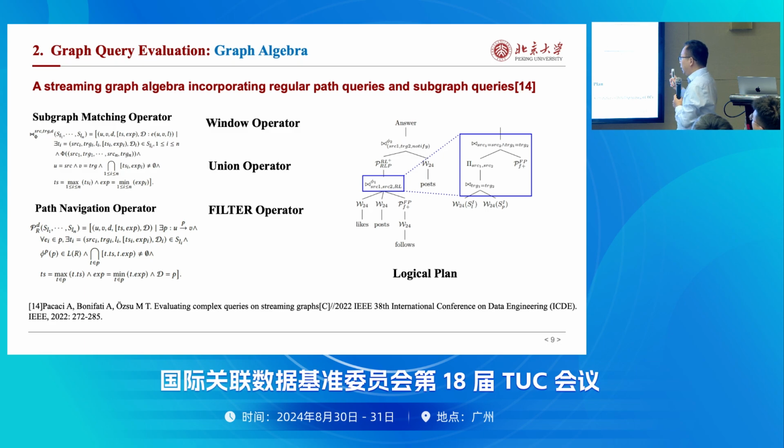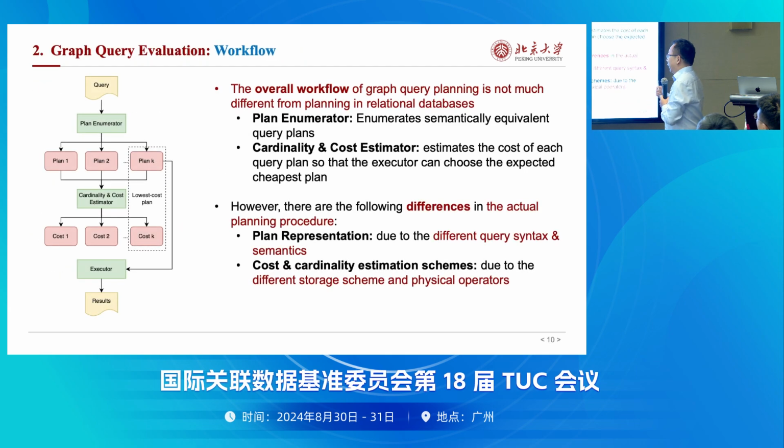In ICDE 2022, one paper proposed an algebra that was originally defined for streaming graphs, but it also works for general graph databases. It proposes different operators to incorporate the regular path query and the subgraph query. So this is the graph algebra.